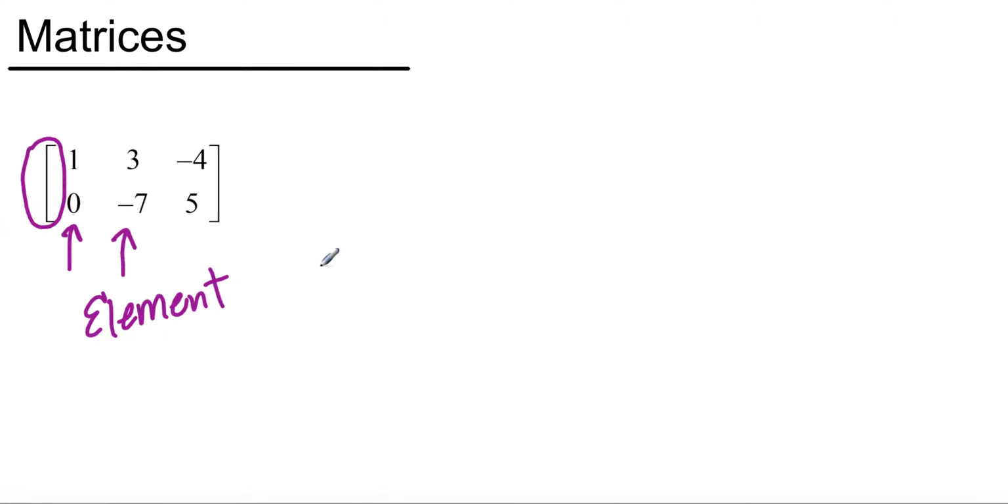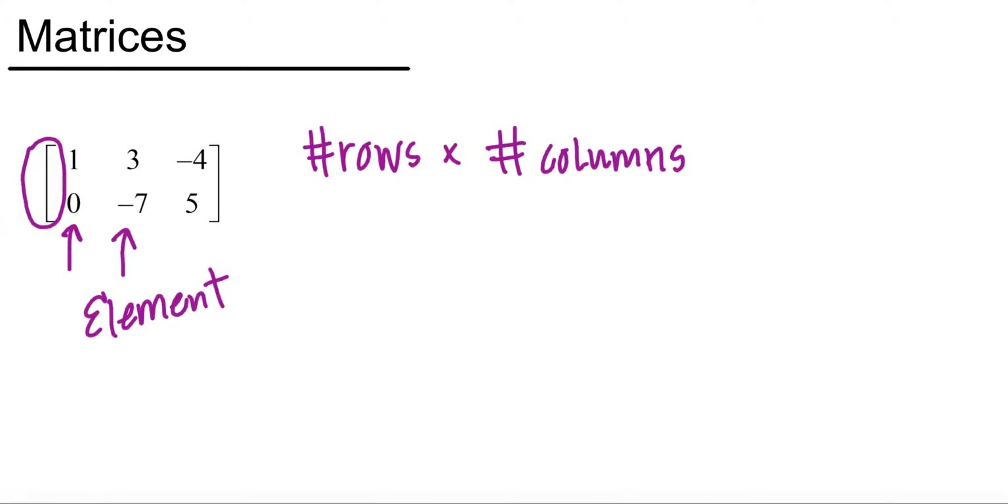The dimensions of a matrix are shown by the number of rows by the number of columns. So for example, our matrix right here to the left has 1, 2 rows. Remember, rows go left to right, and it has 1, 2, 3 columns. So we would say that this is a 2 by 3 matrix.